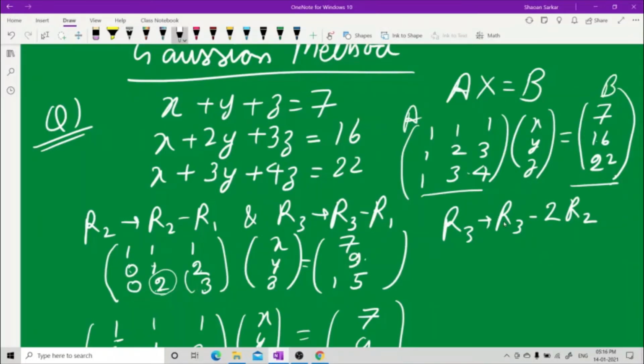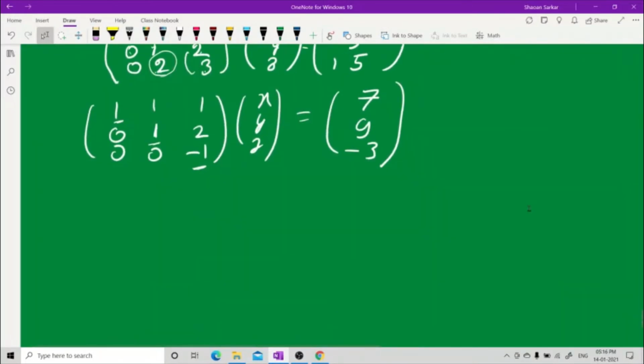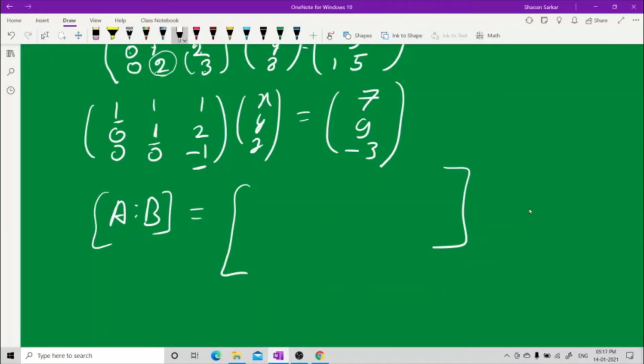So how to write matrices A and B in a combined manner? I'll show you. This is the augmented form, A combined with B. You will write 1, 1, 1, 1, 2, 3, and 1, 3, 4. Now you put a colon here, and then you write here 7, 16, and 22.